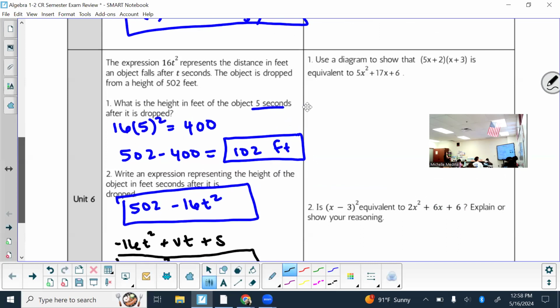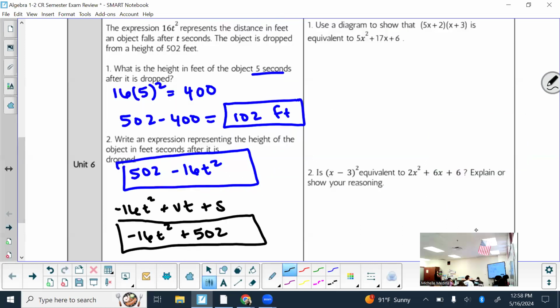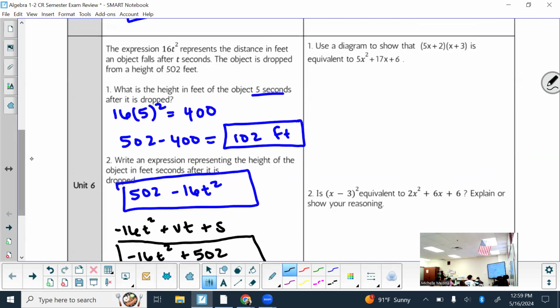So unit 6, part 2. It says use a diagram to show that 5x plus 2 times x plus 3 is equivalent to 5x squared plus 17x plus 6. When it says use a diagram, it's talking about this one. And since we have a 2-term by a 2-term, you would set it up like this, like a 2 by 2 box. If you showed me by foiling and things like that, that could also show me it's equivalent.